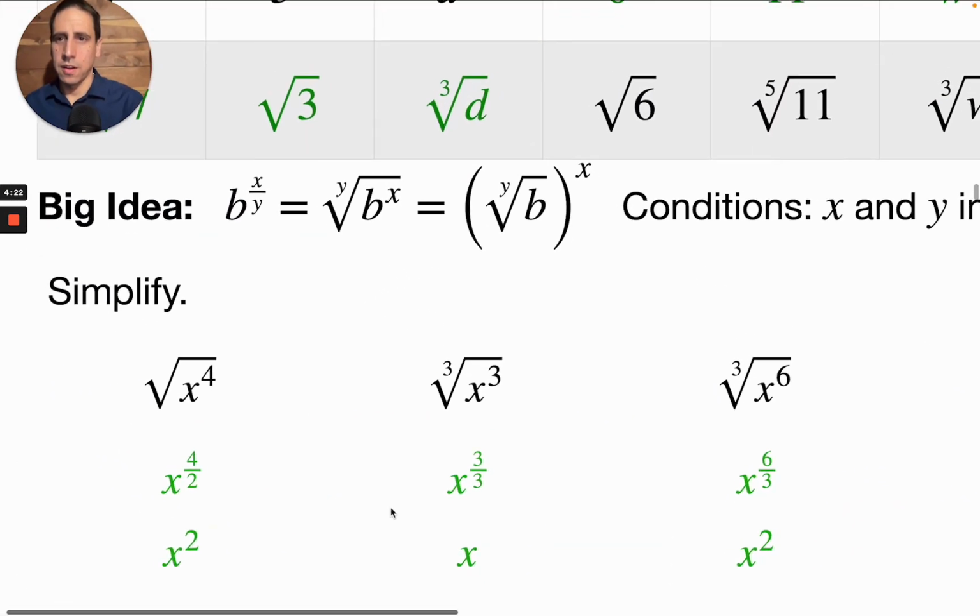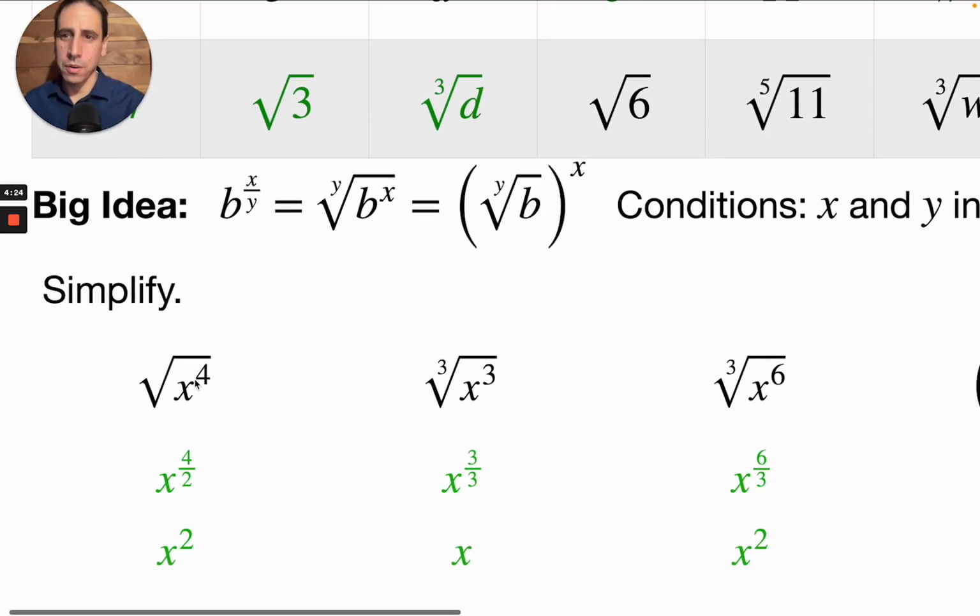Check this out. So x to the 4th, the square root of x to the 4th, that's going to be 4 over 2, which is 2. You can see that the numerator comes from the exponent here, and the denominator comes from the square root. And then you simplify the fraction. It's just going to be the same thing as x squared.